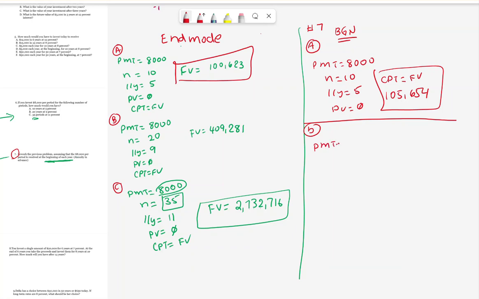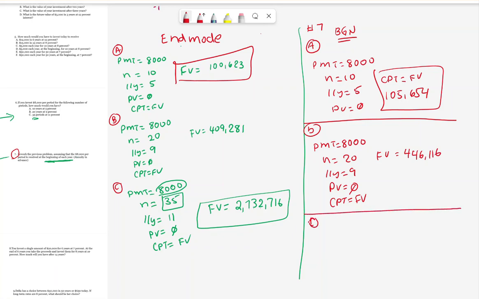So payment is going to be 8,000, and then your N is going to be 20. Your IY is 9, and your present value is equal to 0. And you're going to compute your future value. In that case, your future value, when you put it into your begin mode, comes out to be 446,116. And then we're going to do the same thing for part C.